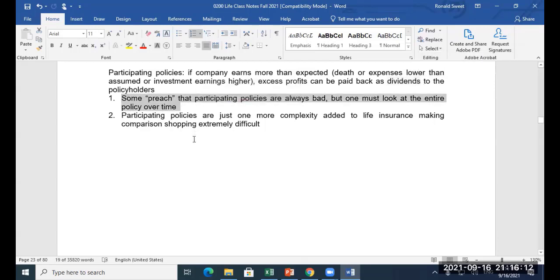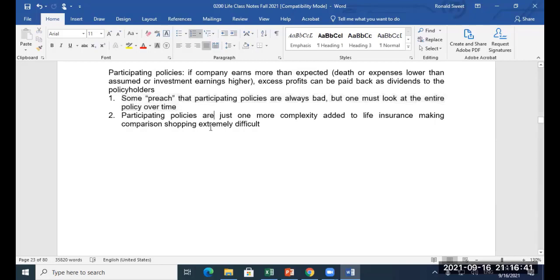And this is what I was talking about. Some people preach participating policies are bad because they're overcharging you, but there's nothing that requires them to give you money back other than the competitive forces. So if they don't have to pay you back, why wouldn't they just keep your money? Well, because they want to be competitive, right? They want to have a good product and compete. What I don't like about participating policies is just one more level of complexity that's being thrown on top of what's already pretty complex.